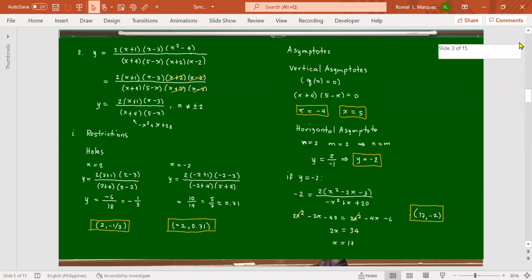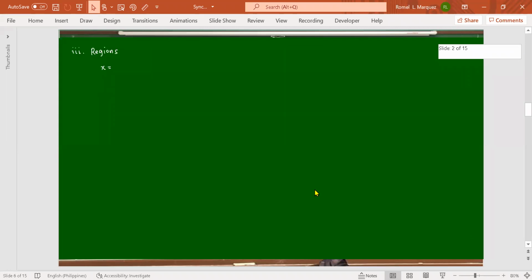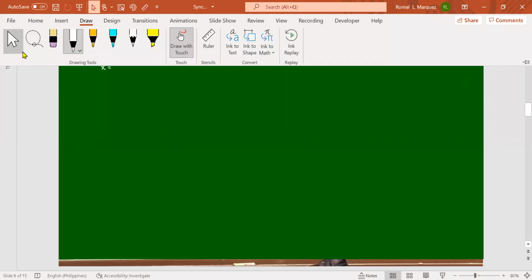Regions or scope, no? What x values are we going to use, guys? Anyone? The x-intercepts and vertical asymptotes. Ano nga? Hindi pa pala natin nakukuha yung x-intercepts, sorry. Regions. What are the x-intercepts, guys? At saka y-intercept.